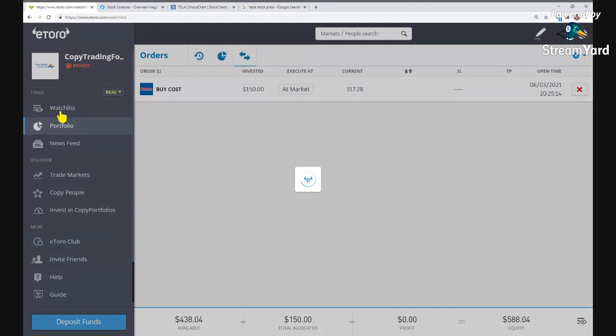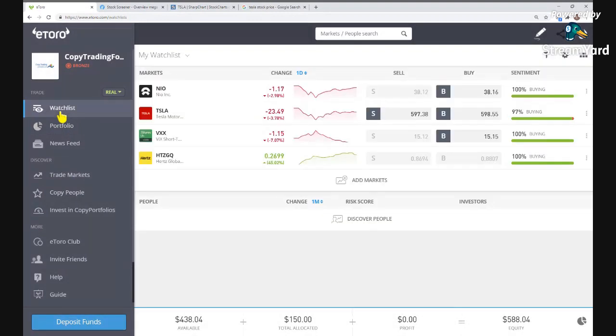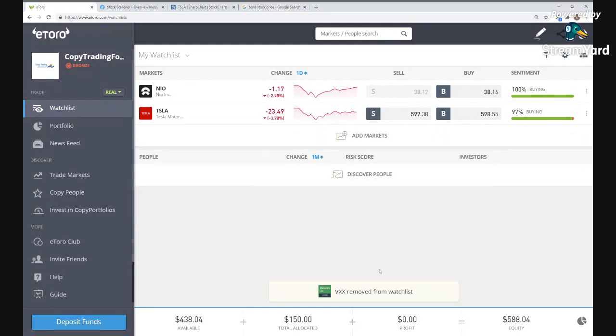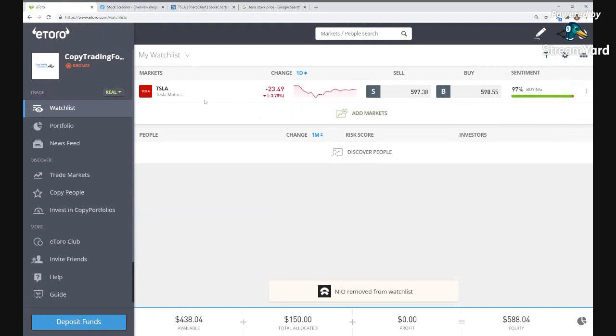So your watch list on eToro is simple to use, okay? It's already populated with stocks here. When you come in here, what you have to do is remove these stocks that are populated already. You'll have a big list of about 10 that's already populated on eToro. Remove the ones that you're not using, but Tesla's already there, so I'll leave that. That's in my watch list.